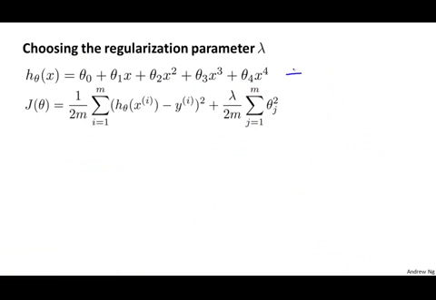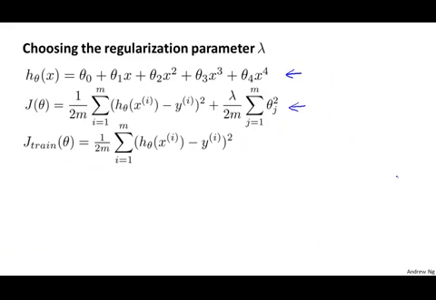Just to reiterate, here is our model, and here is our learning algorithm's objective. For the setting where we're using regularization, let me define J train of theta to be something different, to be the optimization objective but without the regularization term. Previously, in an earlier video when we were not using regularization, I defined J train of theta to be the same as J of theta, the cost function.